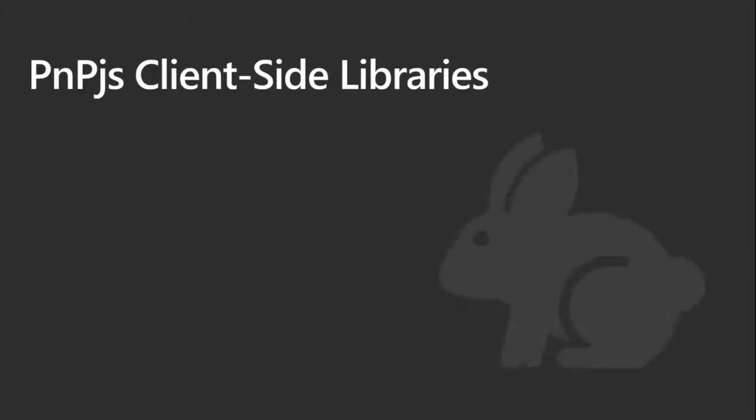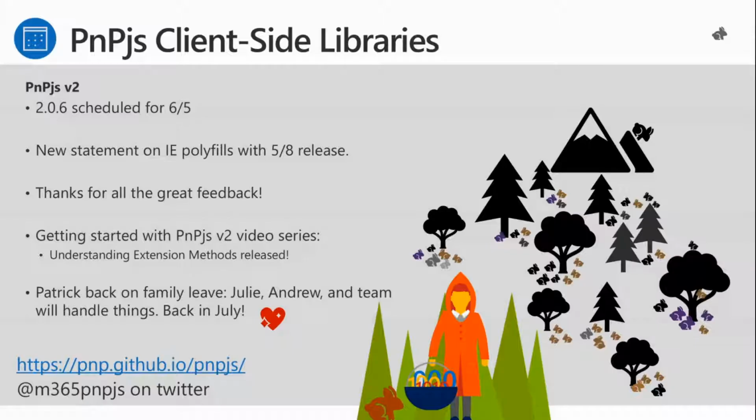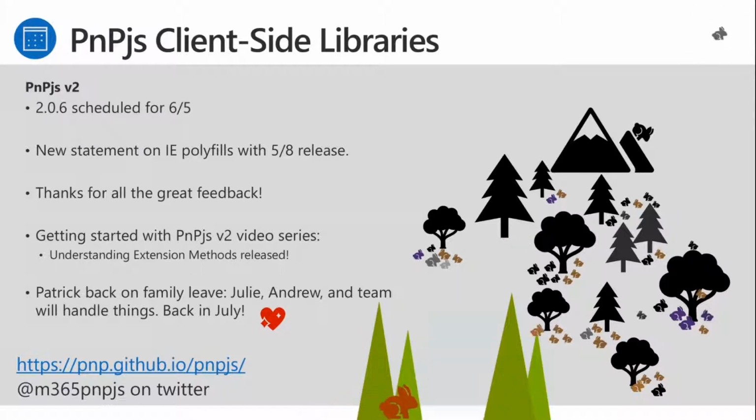Now, let's go to the PnPjs client-side libraries. PnPjs is in version 2. Version 2.0.6 is scheduled to happen on June 5th. The new statement on the IE polyfills is with the August release, probably. We'll need to expand these dates in the future, certainly. Thank you, everybody, for your feedback.